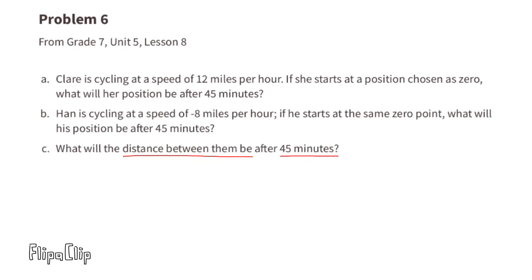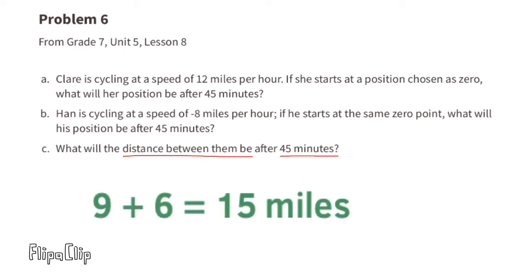C. What will the distance between them be after 45 minutes? Well, if Claire rides 9 miles in the positive direction and then Han rides 6 miles in the negative direction, that's going to be a total of 15 miles between them. Think of it as the absolute value of +9 plus the absolute value of -6.